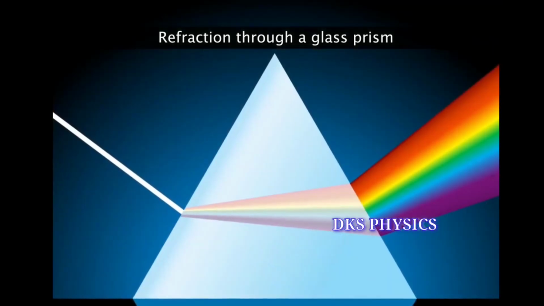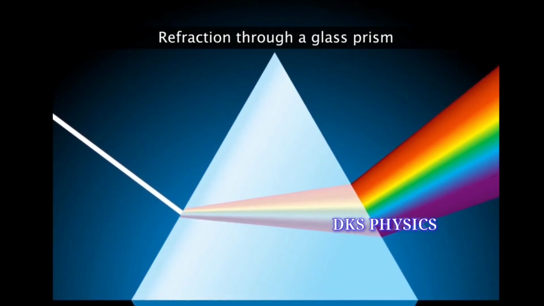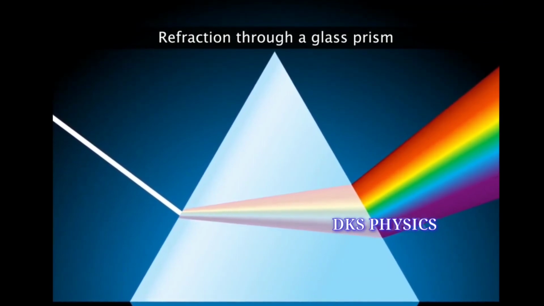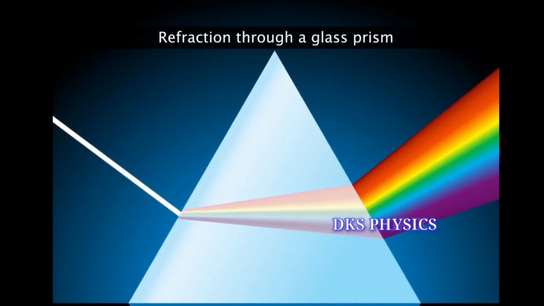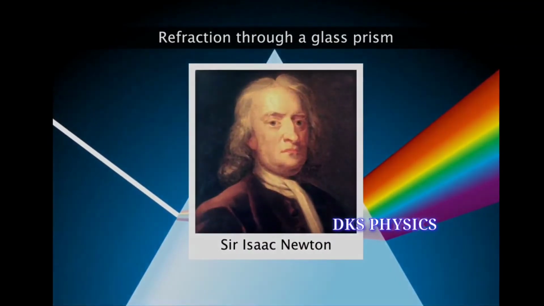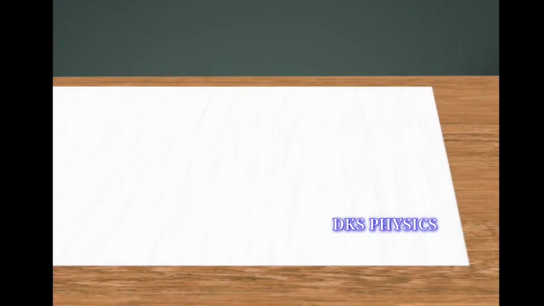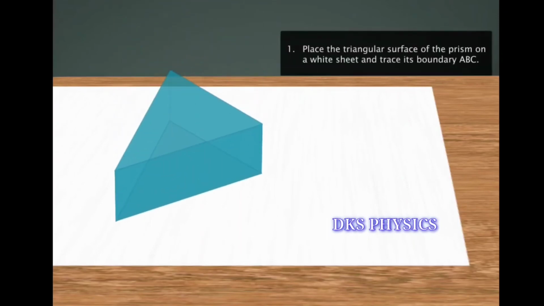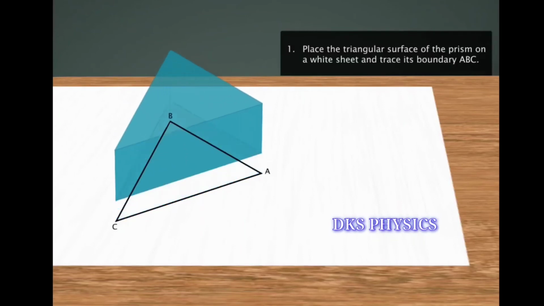When a beam of white light is made to fall on a glass prism, the prism refracts the light and splits it into 7 different colors. This was first observed by Sir Isaac Newton. Now, let's trace the path of light through a prism. Place the triangular surface of the prism on a white sheet of paper fixed on a drawing board and trace its boundary as ABC. Remove the prism.